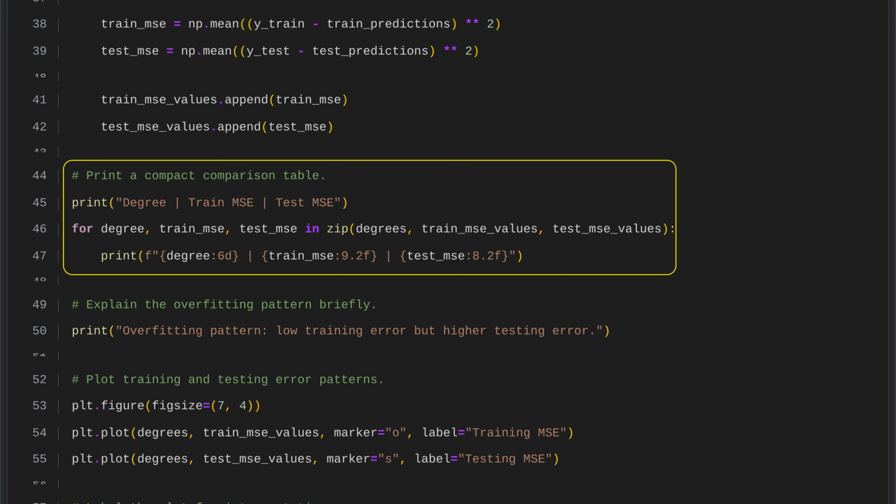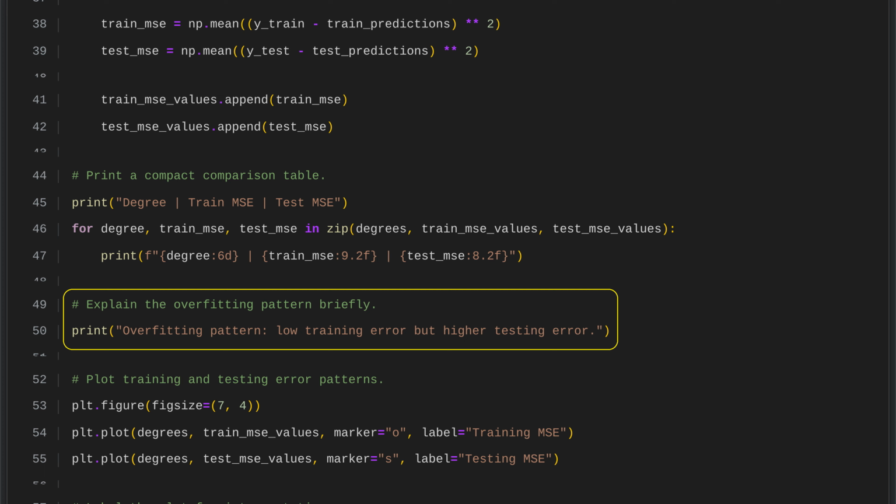The code prints a compact comparison of polynomial degree, training error, and testing error. It pairs each degree with its corresponding errors and displays them in a formatted line. This makes it easy to see how increasing model complexity affects performance, including the overfitting pattern where training error stays low while testing error rises.